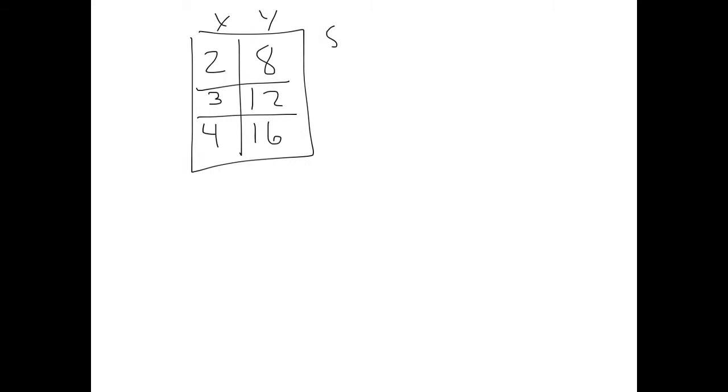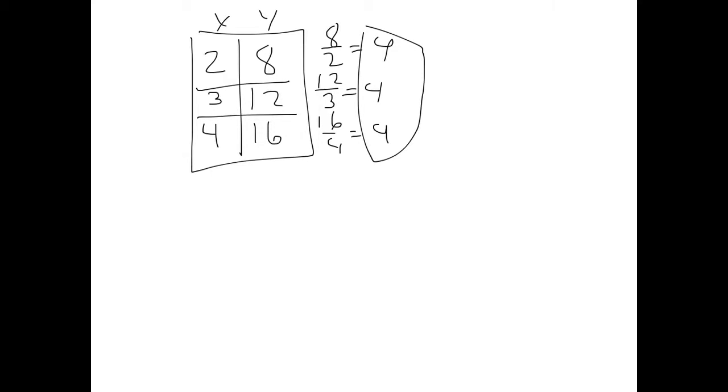You could have a table, and they could give you something like 2, 8, 3, 12, and 4, 16. And they could ask you, what is the equation of this? And so you take all of the y's and you divide them by the x's. So 8 divided by 2 is 4, 12 divided by 3 is 4, 16 divided by 4 is 4. If those are all the same, it is a direct variation, and then our equation is y equals, this is our k, 4x.